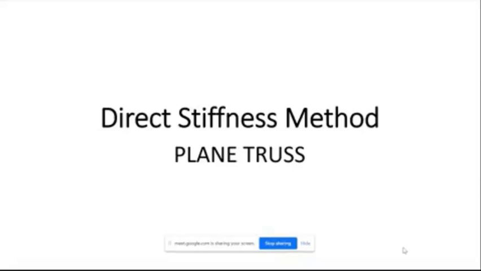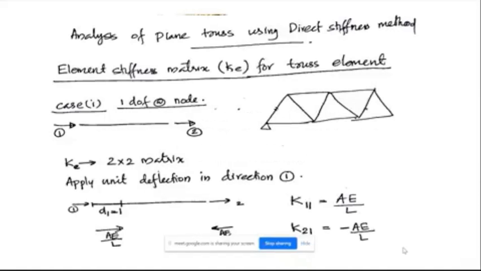Direct stiffness method for plane trusses. You know what a truss is. So, application of the direct stiffness method to trusses. Analysis of a plane truss using the direct stiffness method. First of all, you should know what the element stiffness matrix Ke is for a truss element.